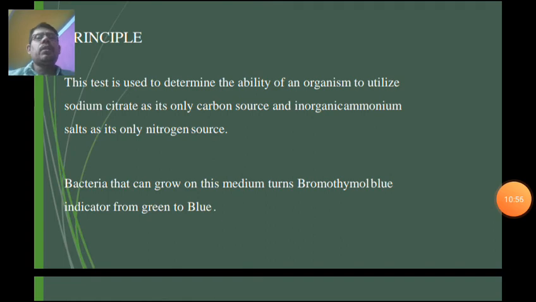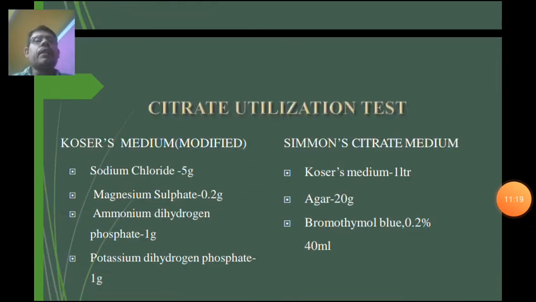So this is the last one, the citrate utilization technique. This test is used to determine the ability of an organism to utilize sodium citrate as the only carbon source and inorganic ammonium salt as the sole nitrogen source, and bacteria that can grow on the medium turn the bromothymol blue indicator from green to blue. The citrate utilization test uses two media, one is Koser's medium and another is Simmons citrate medium.